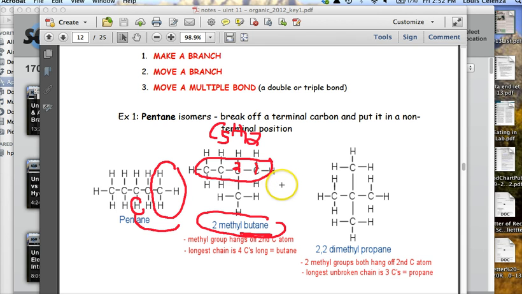Now, another thing that we can do is we can move another branch. We can then take this branch, or this carbon and hydrogen, and move it on the opposite end of this branch and put it here. That would give you this compound here. Again, you're going to notice it is C5H12.